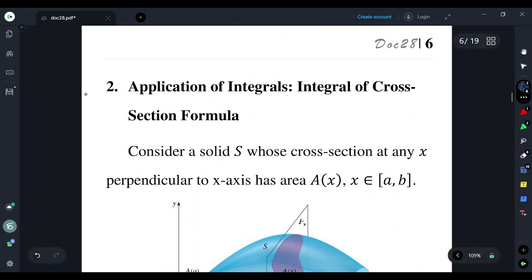Okay, so next topic, we're going to see another application of integrals. In the second application, we're going to talk about the volume of a solid. And the solid we're going to consider in this application is a solid S whose cross section at any, let's say at any x perpendicular to the x-axis, has area A(x).